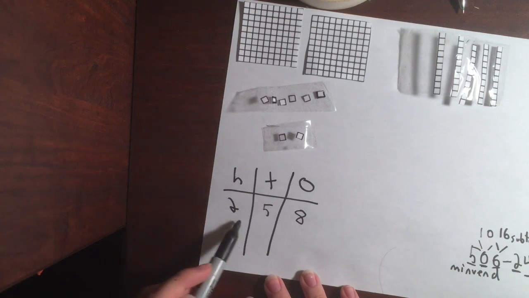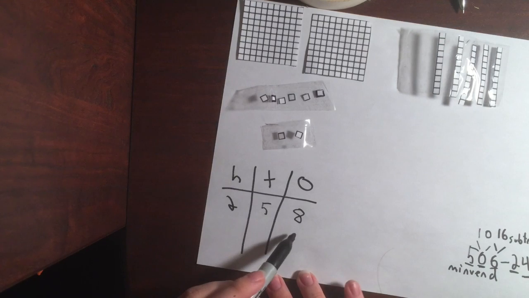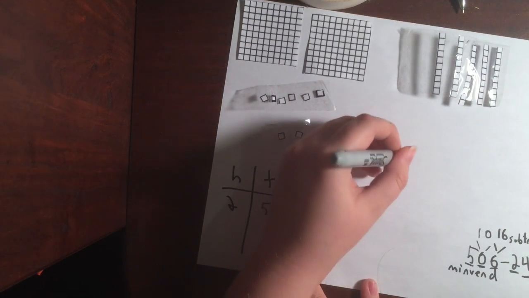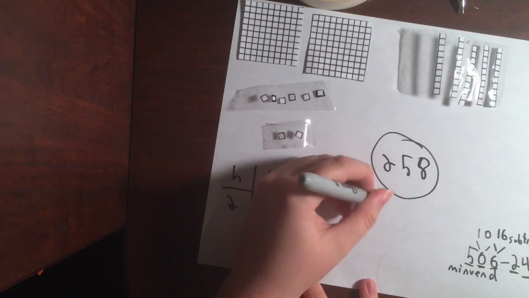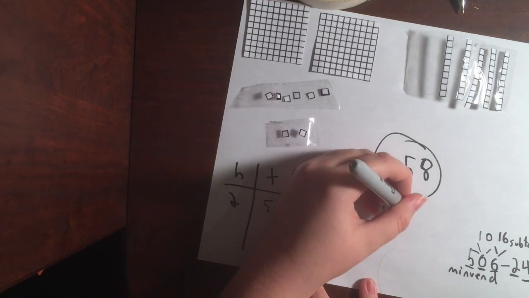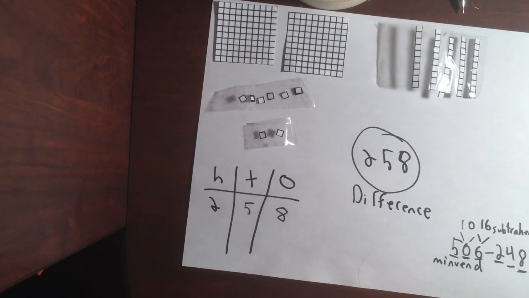So altogether, we have 2 hundreds, 5 tens, and 8 ones. And together, we have 258. And this is our difference. And that's how you use a base 10 model for a subtraction problem.